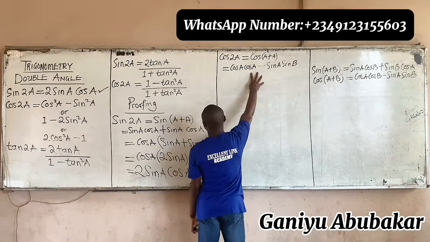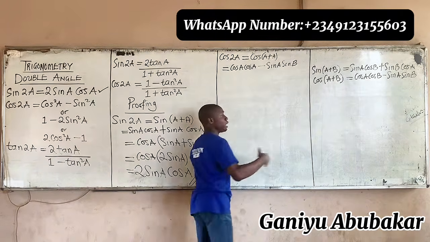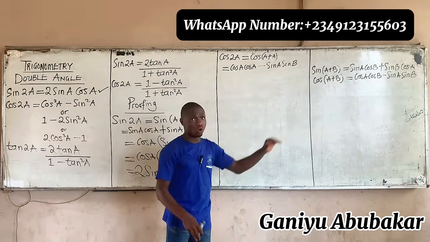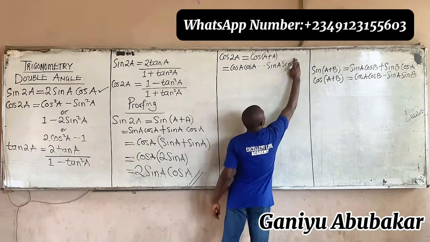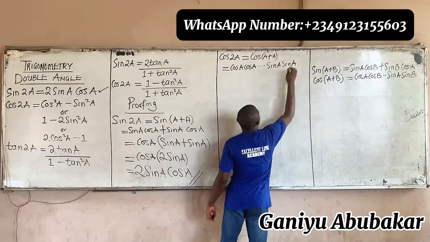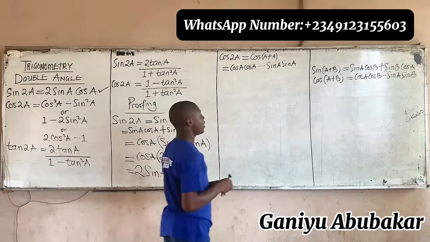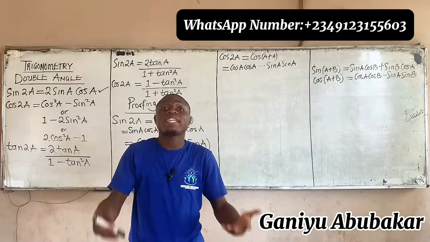But in this case, it is in terms of A and A. So everything becomes A, all through. So I have A here. At this point now, what's the next task?